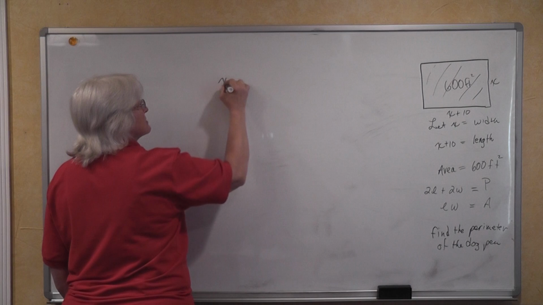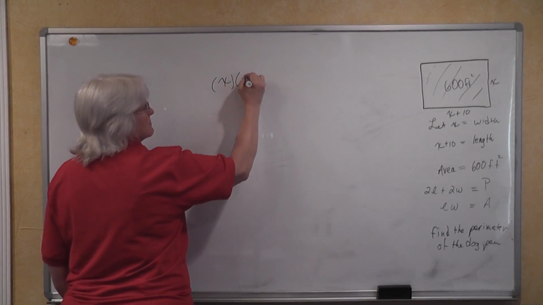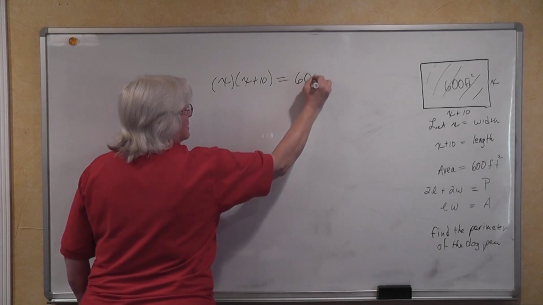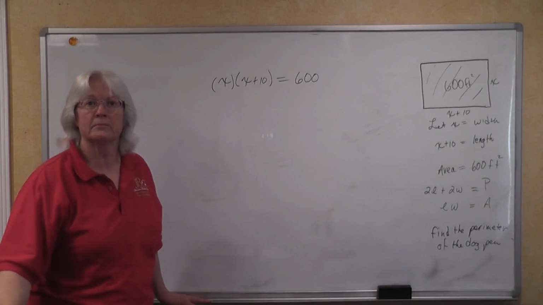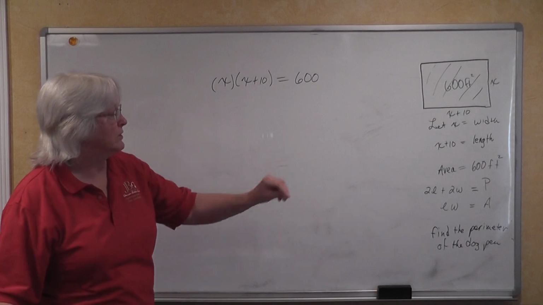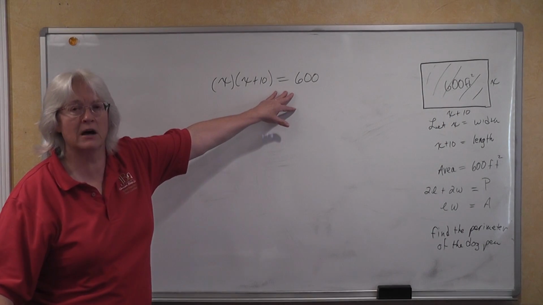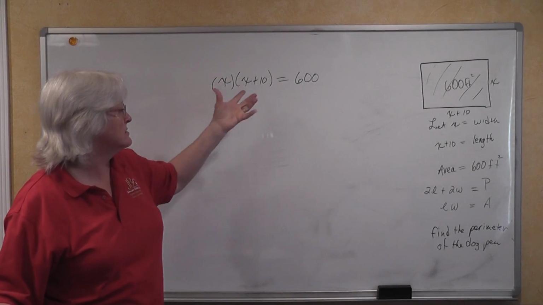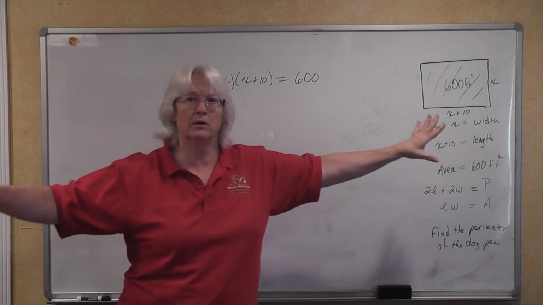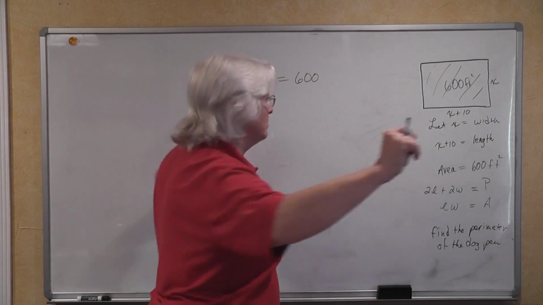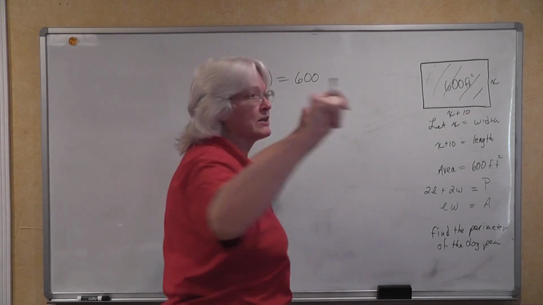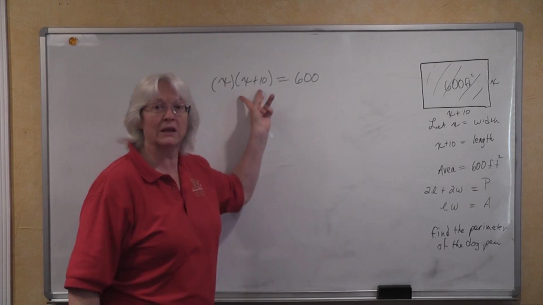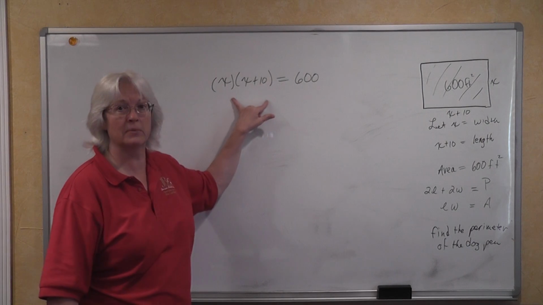How about x times x plus 10 is equal to 600. Area is equal to the length times the width. So the area of 600 is going to be equal to the quantity x plus 10 times x. When you have an equation that's set equal, it doesn't matter what direction you're looking at that equation, and multiplication is commutative, which is why I set it up this way.